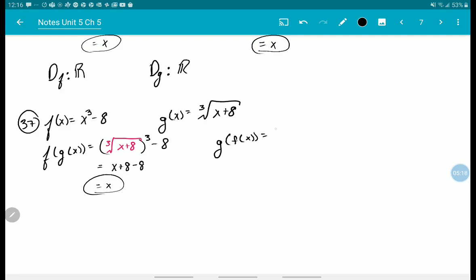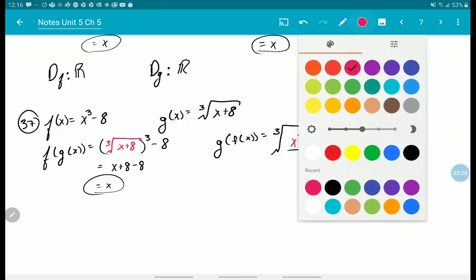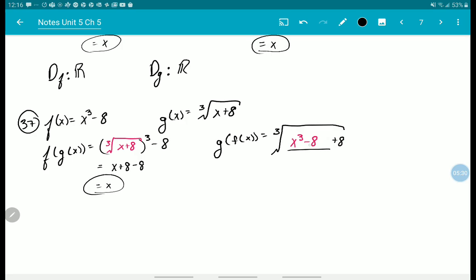If we do it the other way, we have the cube root of x plus 8. We're going to substitute in x cubed minus 8. Negative 8 plus 8 cancels. And if I take the cube root of x cubed, I'm going to get x. So you can see how we're getting the same thing both ways.